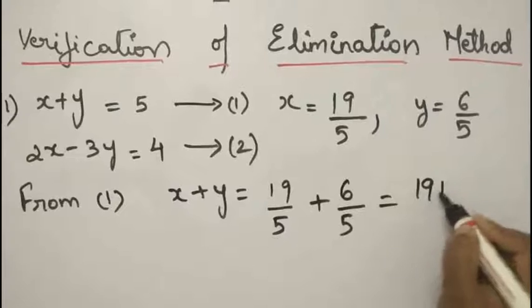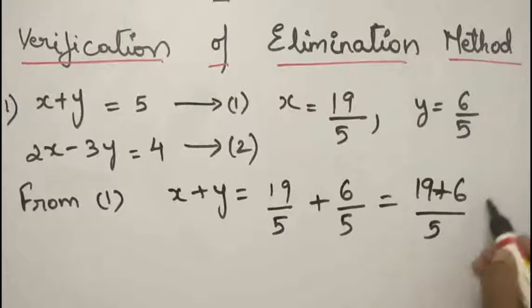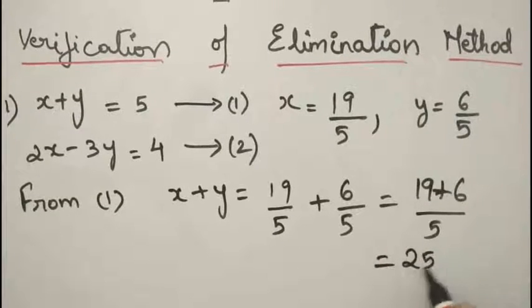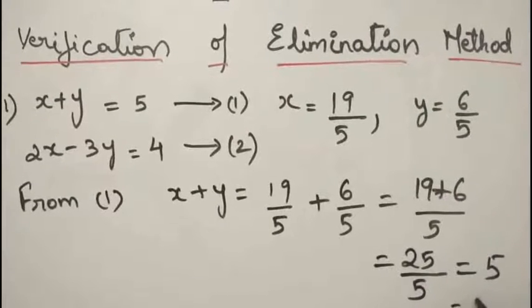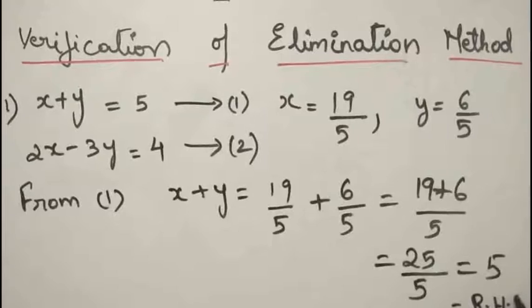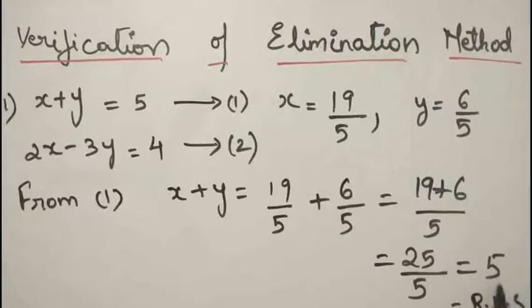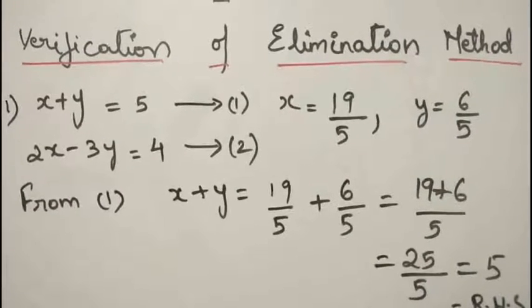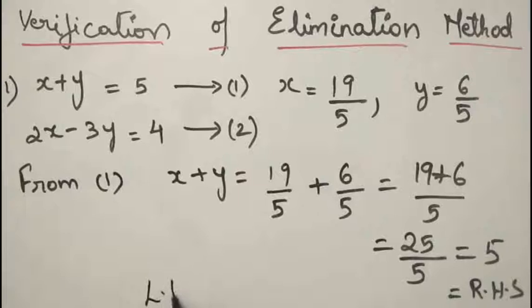This is equal to 19 plus 6 by 5, which is equal to 25 by 5, is it not? This is equal to 5. So we got the RHS. I took the LHS x plus y and I got the value 5, which is on the RHS. So after substituting the values of x and y in equation 1, we got LHS equal to RHS. Hence these two values satisfy equation 1.